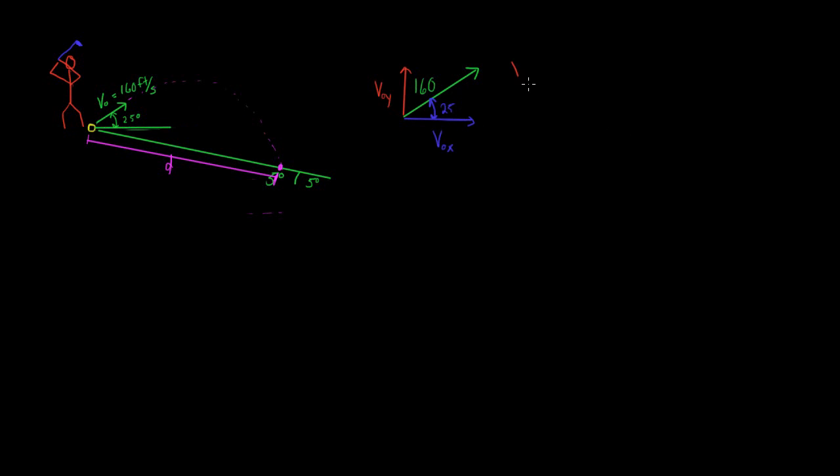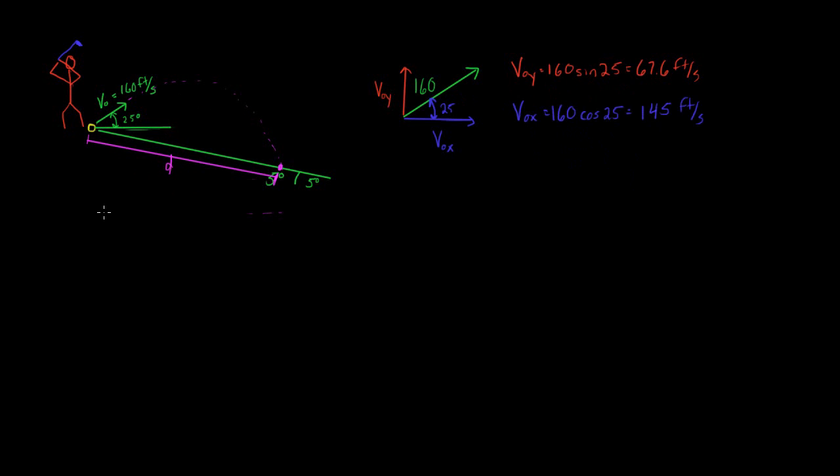So what do we know? We know that v naught y is equal to 160 times the sine of 25. If we simplify that, we get 67.6 feet per second. We also know that v naught x is equal to 160 times the cosine of 25, and when we multiply this out, we get 145 feet per second. So this is our initial velocity in the x direction and in the y direction.